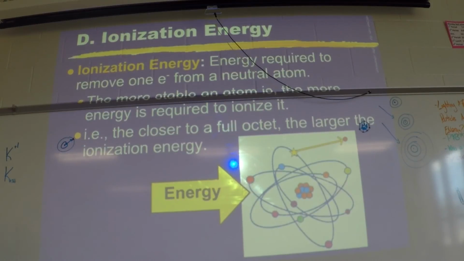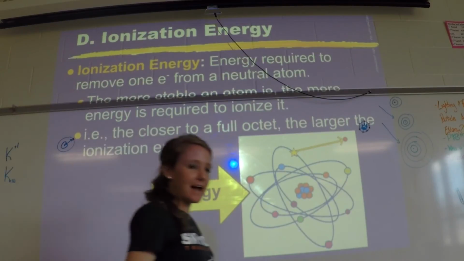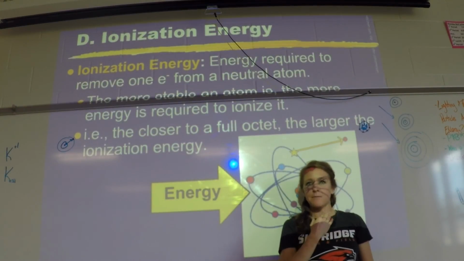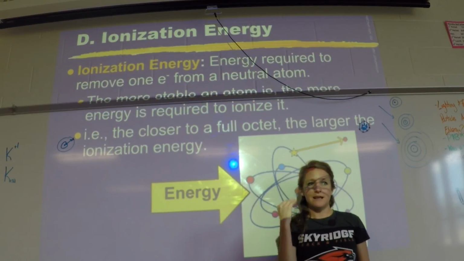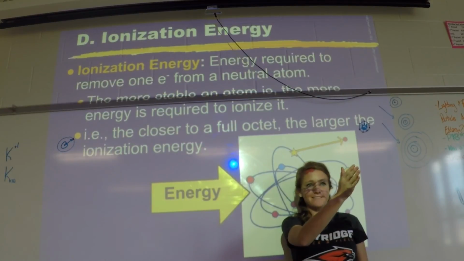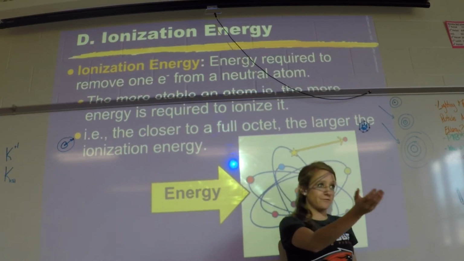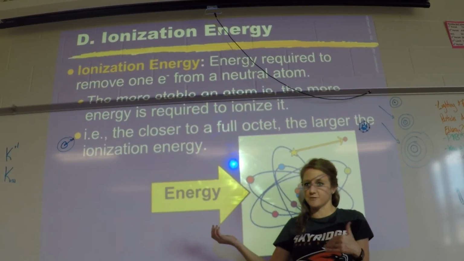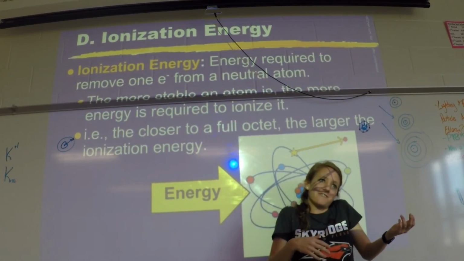Next is known as ionization energy. Okay? So what ionization energy is, it's the energy required to remove an electron from a neutral atom. Okay, so in our analogy, ionization energy would be how much energy it takes for somebody to come in here and steal Sophia from us. Sorry, Sophia. Because she's a valence electron, right? If it takes a lot of energy for them to do that, then that's a high ionization energy. If it doesn't take much energy, then that's a low.